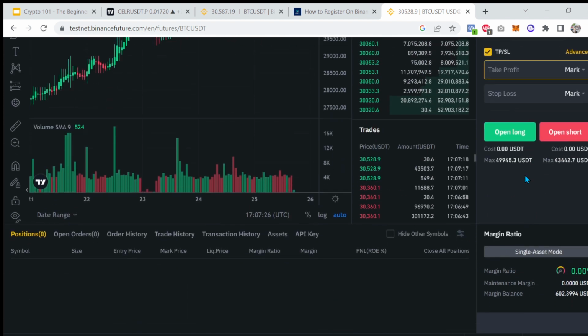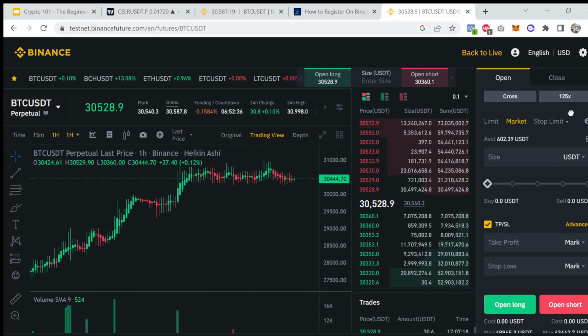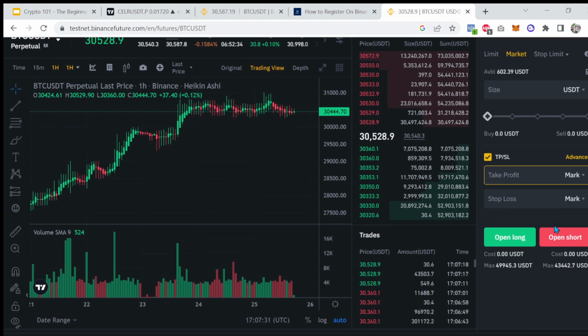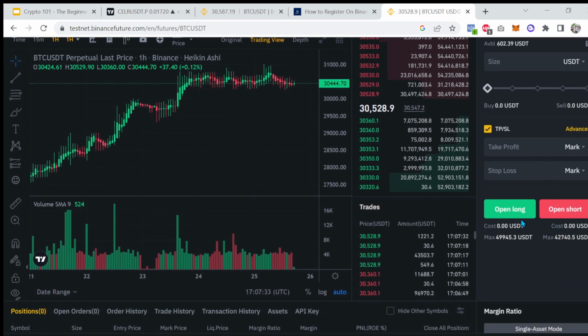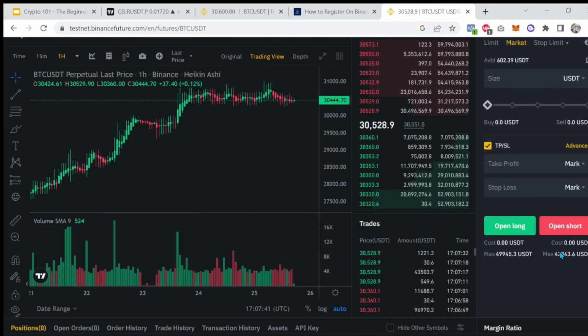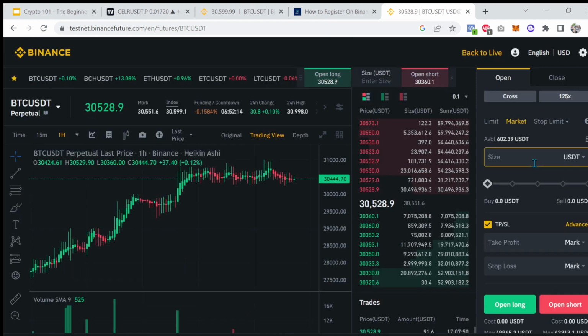There's a lot of things here: there's cross margin, there is liquidation, there are advanced tools, there's take profit, there's open long, open short. Remember I said with futures trading you can go long and you can go short. It means that you can make money when the market is going up and when the market is going down. So I'll be doing a dedicated video talking about how to open longs and how to open shorts and make money whether the market is going up or down.